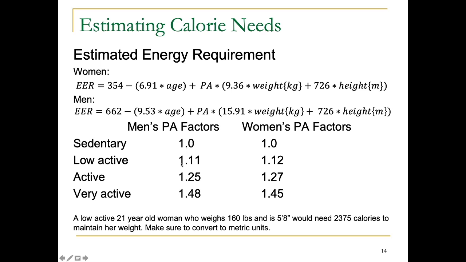Notice if you're sedentary, it's 1, so this is just 9.36 times your weight plus 726 times your height in meters. And this will, for a 21-year-old woman who weighs 160 pounds and is 5 foot 8 inches tall, give a number of 2,375 calories if they are lightly active, which, as I said before, is somebody who spends a lot of time sitting, but also spends a somewhat significant amount of time moving around and doing light lifting activities throughout the day.